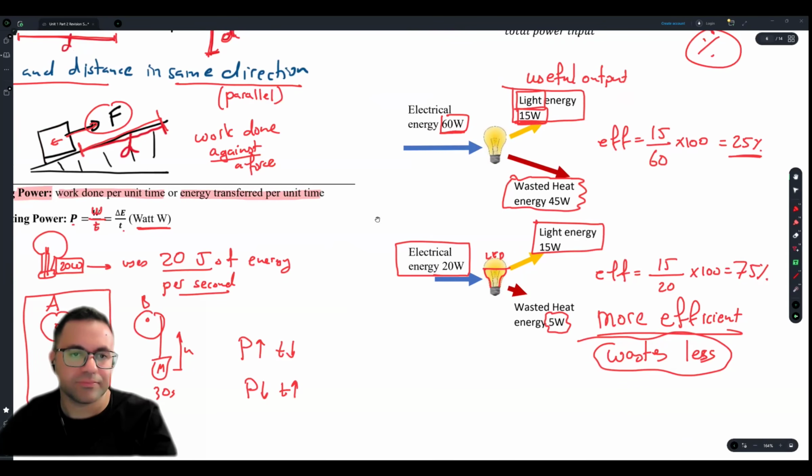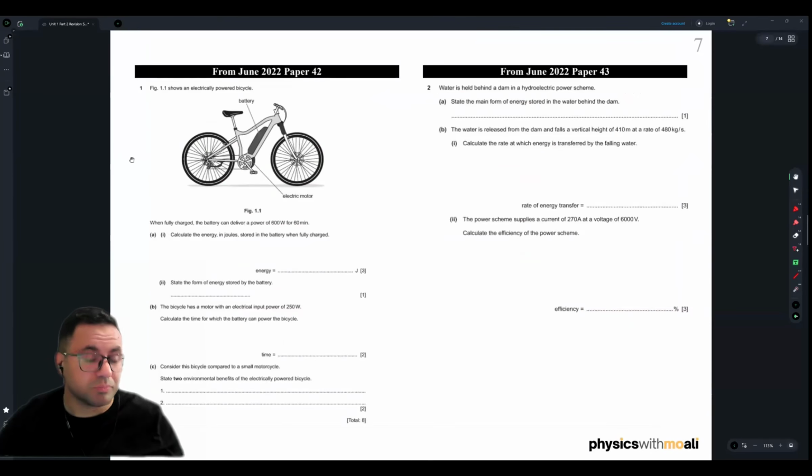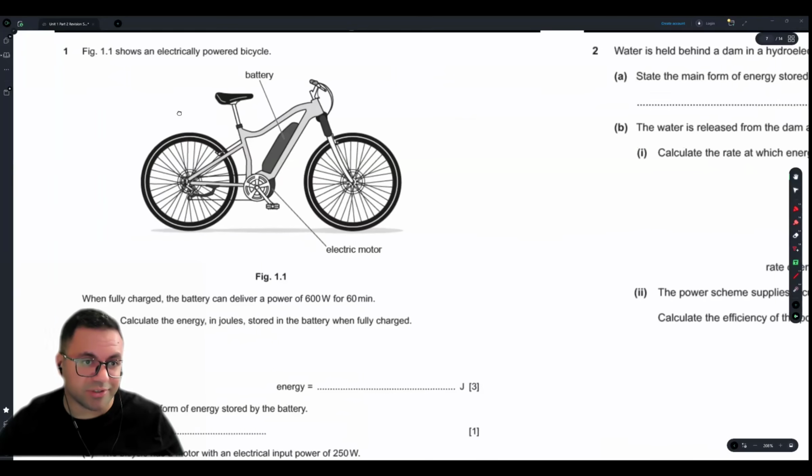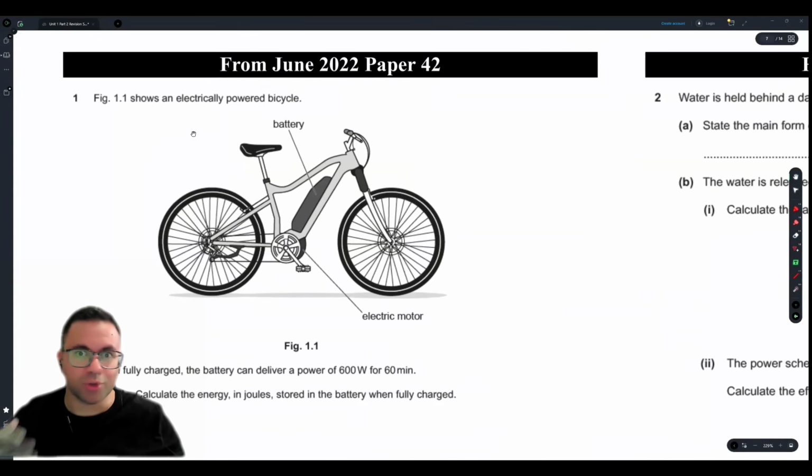Okay. Next. Moving on. Let's solve a couple of questions here, because energy, work, and power is actually a very important chapter. It's very common. You will almost always see some kind of energy question in the final exam. Figure 1.1 shows an electric-powered bicycle.